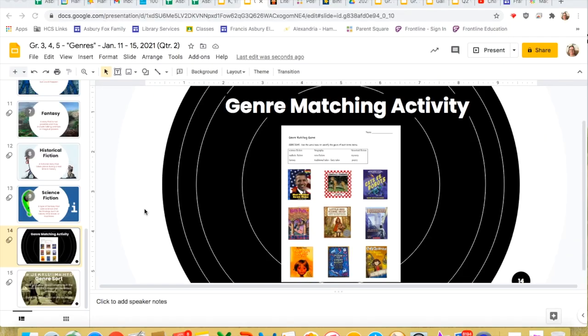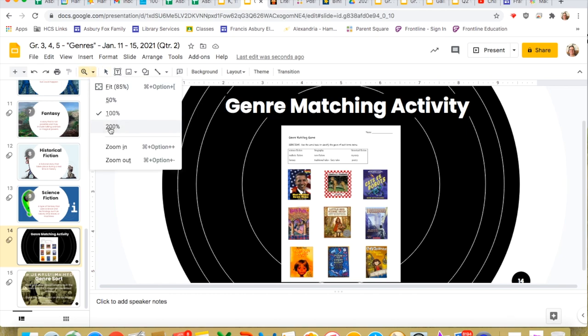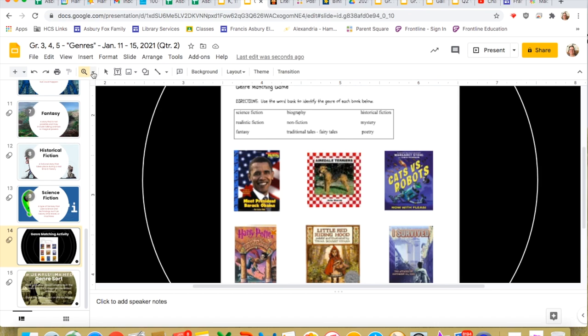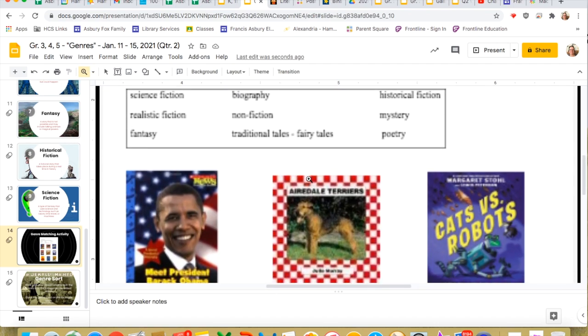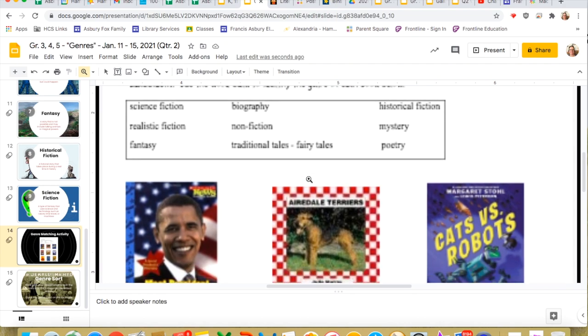Okay, now we're going to do the genre matching activity. And this is going to help you pair or group a book with the type of genre that it goes with. And this is going to help you better understand it also. So let's go ahead and make this a little bigger. Okay, let's zoom in a little bit more. Okay, there we go. This will help us out.